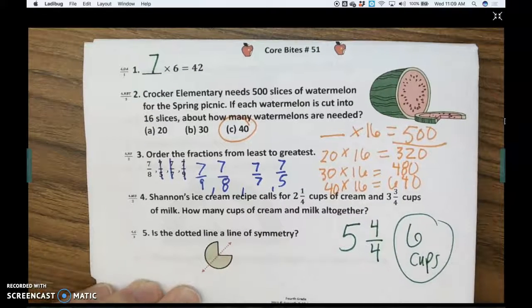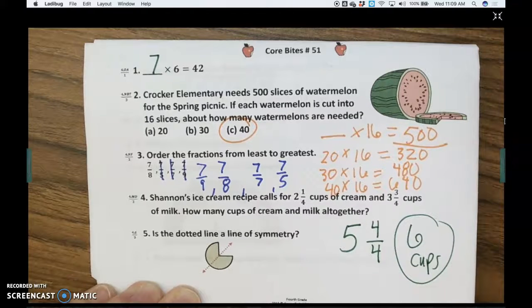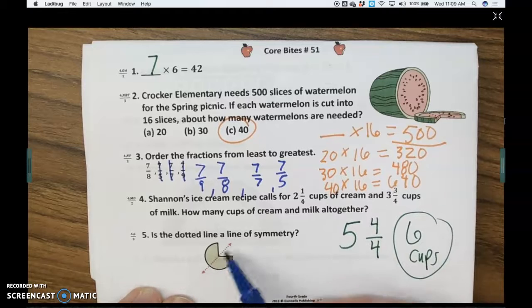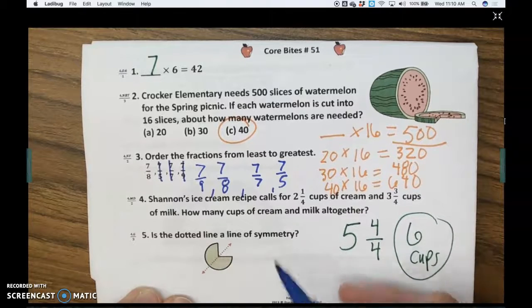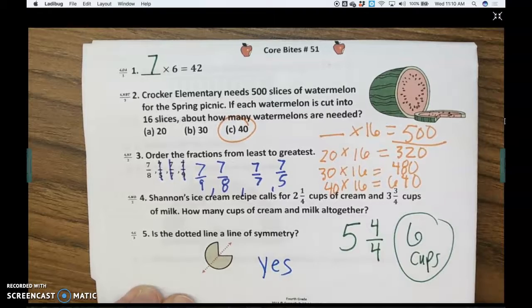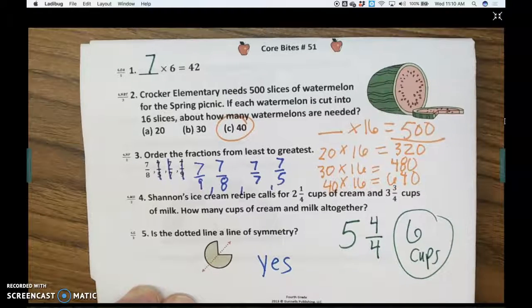And the last one, it looks like we have Pac-Man again, if y'all have ever played that. And it is asking, is this a line of symmetry? So if we fold Pac-Man on that line right there, it's going to be the same on either side. So yes, that would be your answer. So check yours. Let us know if you have any questions.